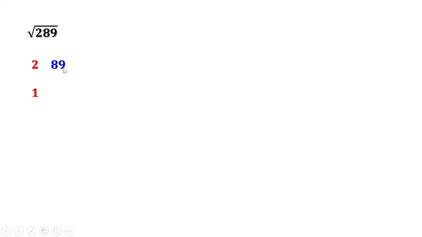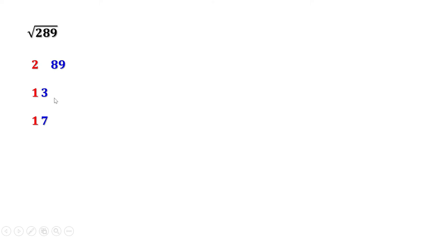Now look at this group. It ends in 9. We know 3 square ends in 9, and 7 square also ends in 9. So the unit digit can be either 3 or 7. That means the square root can be either 13 or 17. How can we identify which is the square root of 289? There are 2 methods. Now you know how to find the square of 13. 3 square is 9, 1 into 3 into 2 is 6, and 1 square is 1.